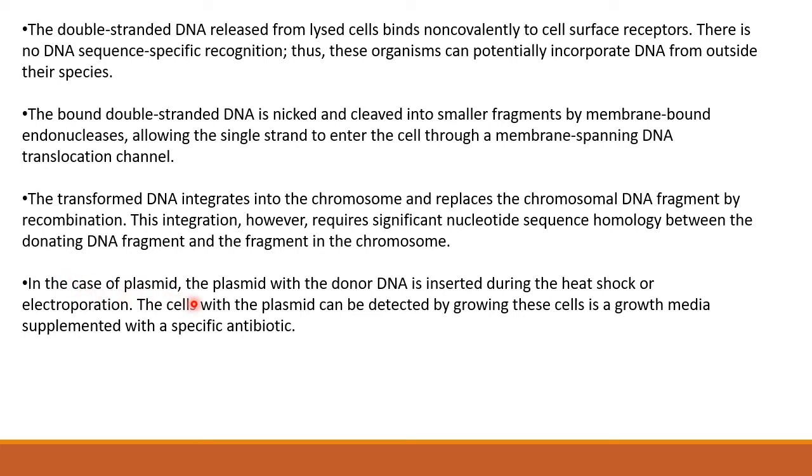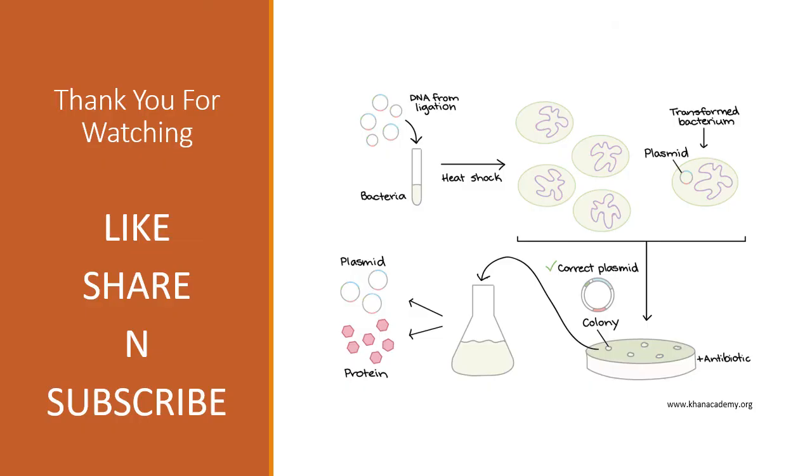In the case of plasmid, the plasmid with donor DNA is inserted during the heat shock or electroporation, and then the cells with the plasmids can be detected by growing these cells in a growth medium that is supplemented with a specific antibiotic or any other selectable marker. Okay, so this is how transformation is done, or this is the concept of transformation. So I hope you have a clear concept.